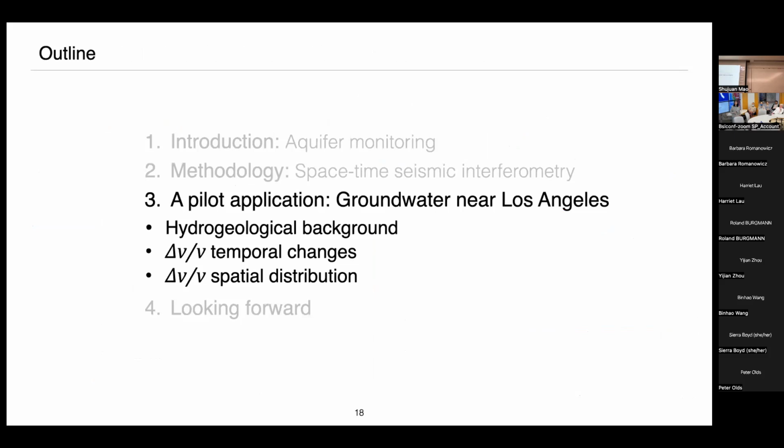Okay, so in this third part, I'll use this pilot application in metropolitan Los Angeles. First, I'll briefly go through the hydrogeological background, and then we will look at the temporal changes and spatial distributions of delta V over V, respectively. For this application, I hope to show you, one, the validity of our delta V over V imaging approach, and two, how delta V over V could help us understand underground hydrologic processes.